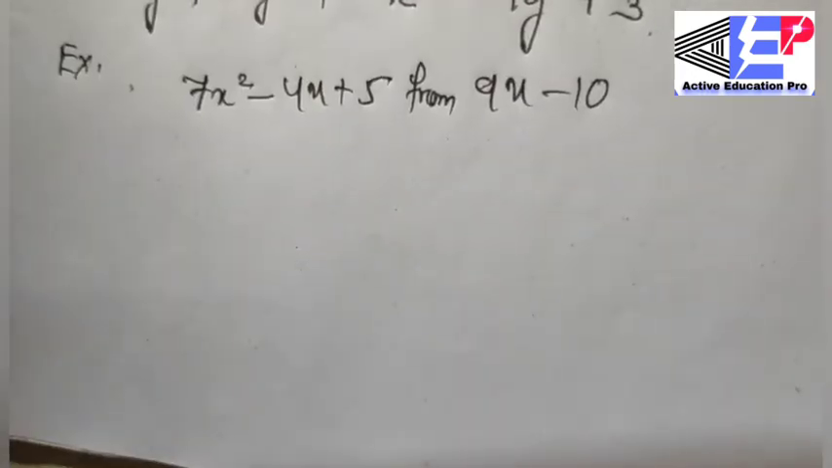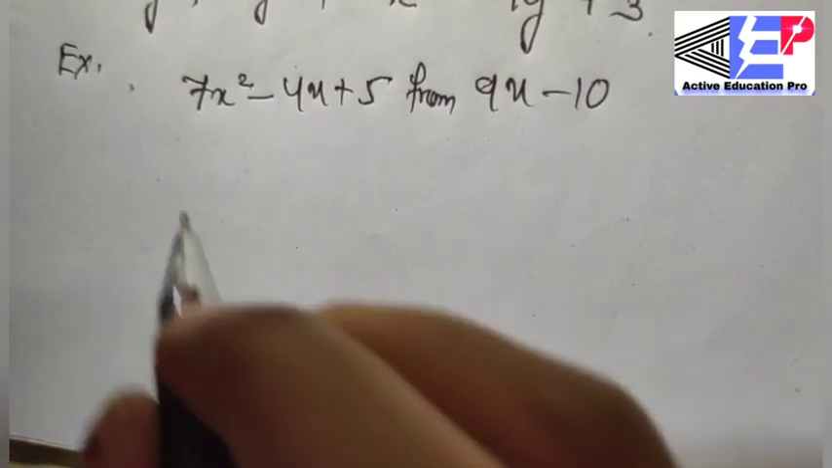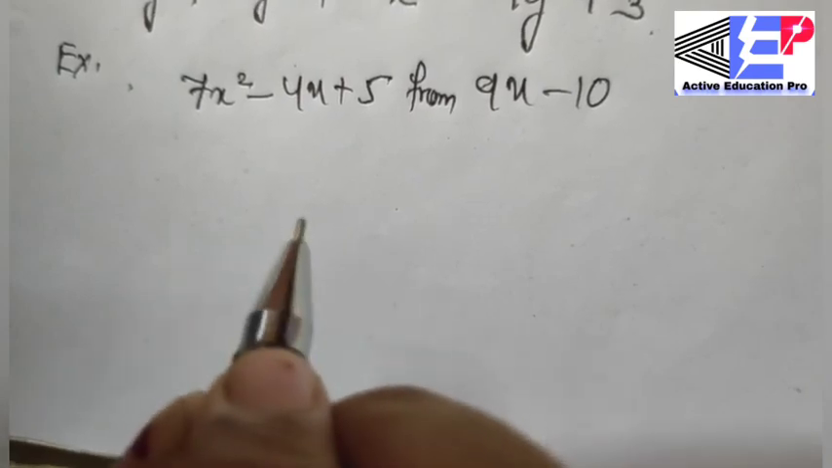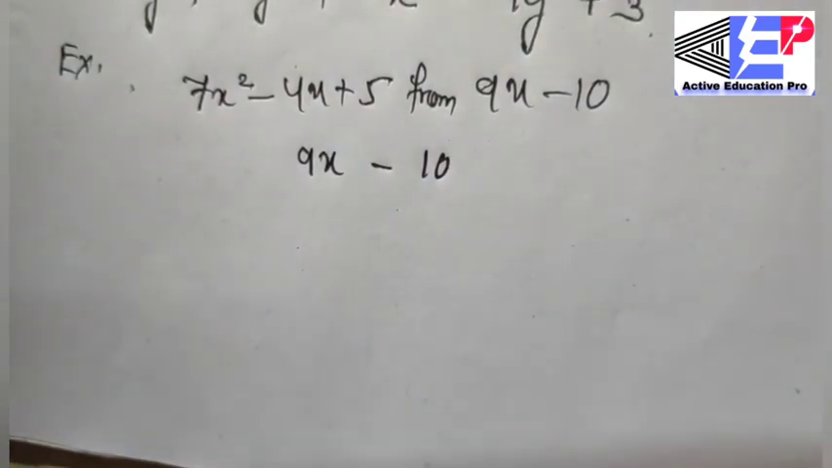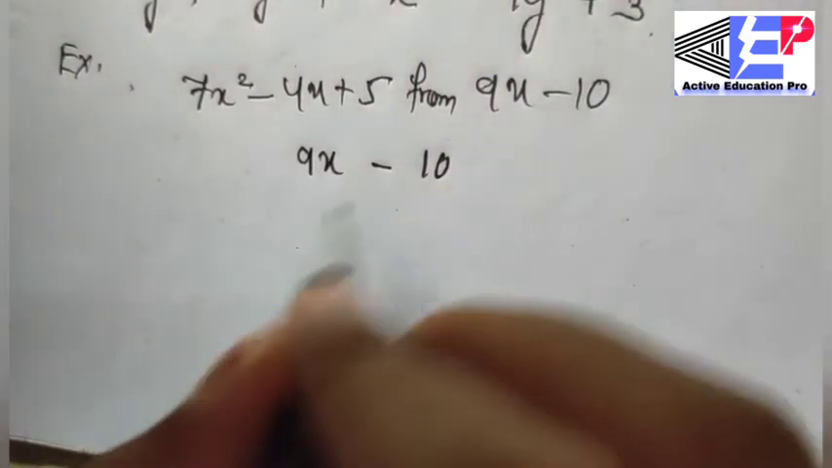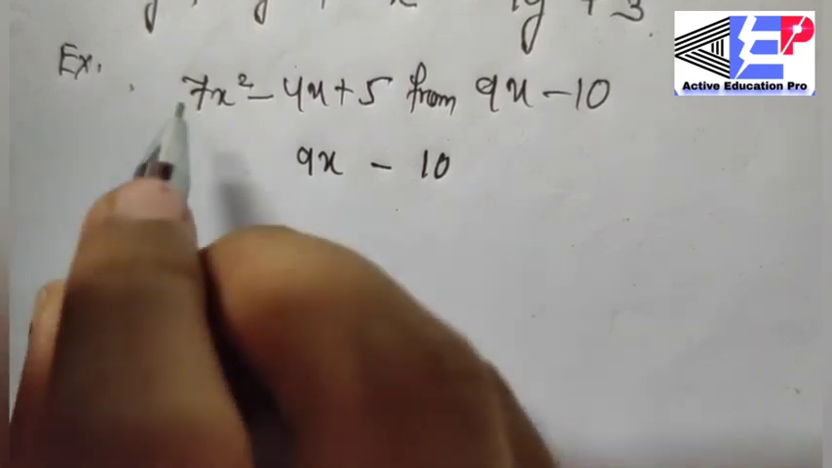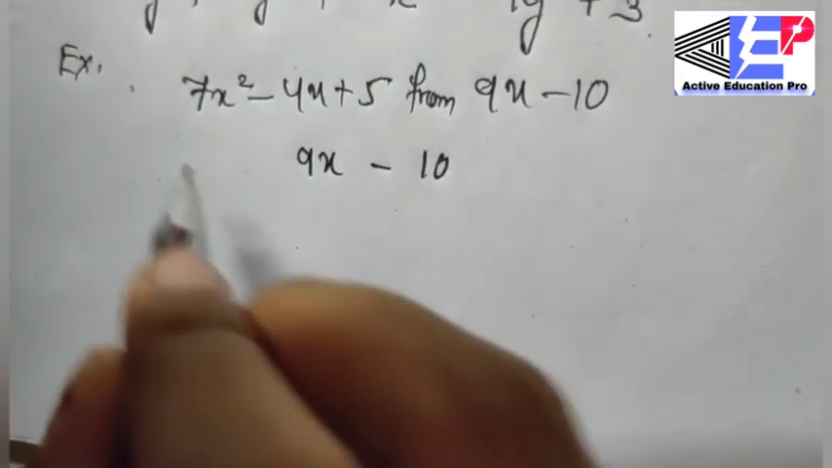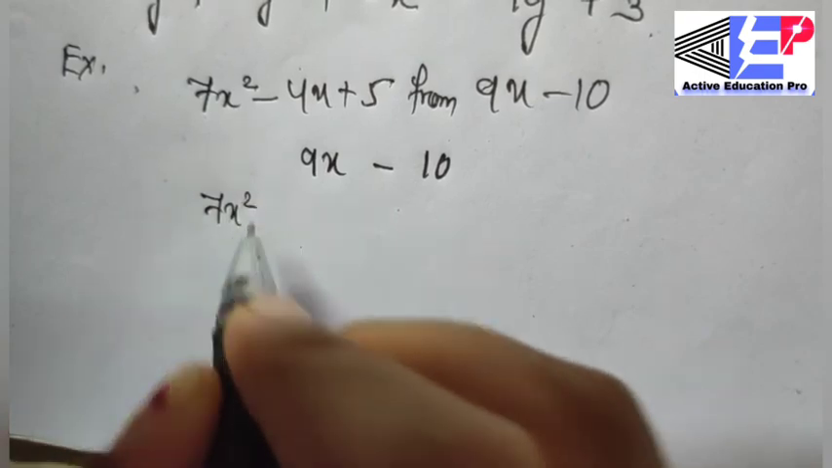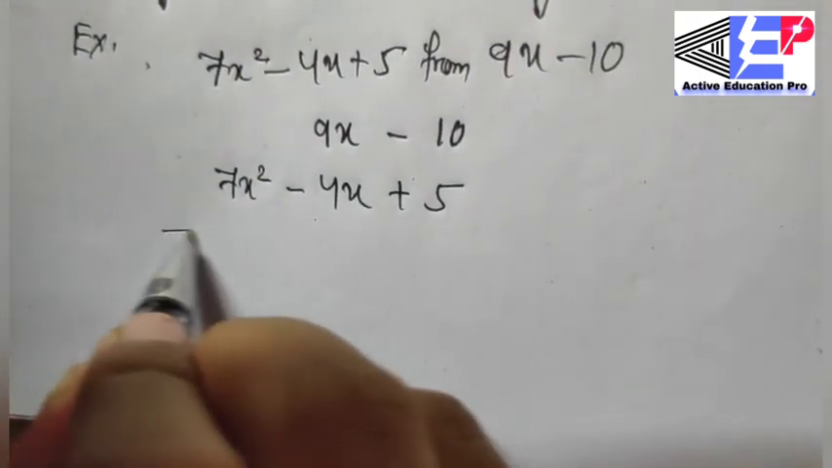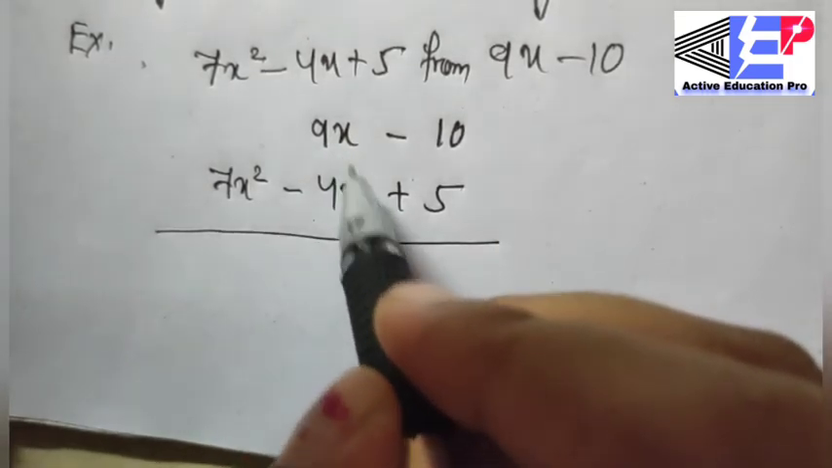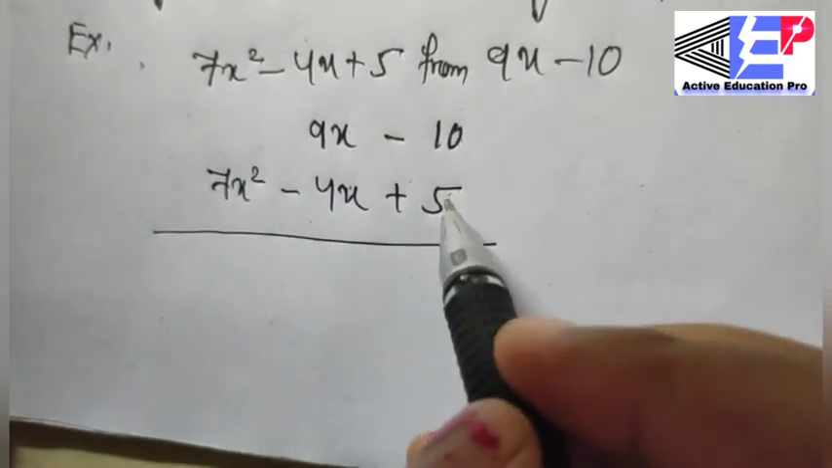There is another example. We have to subtract in tabular form. I mean, we have to write in rows. 9x minus 10. As you know, we have to keep like terms one below the other. 9x minus 10. Then we have to write first expression below the second expression. 7x square minus 4x plus 5. Look, like terms one below the other, constant one below the other.